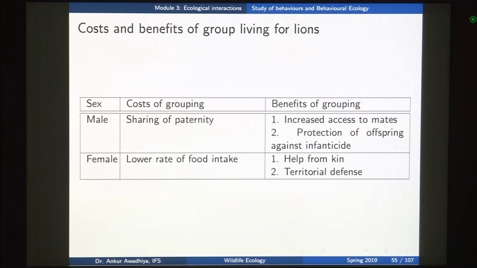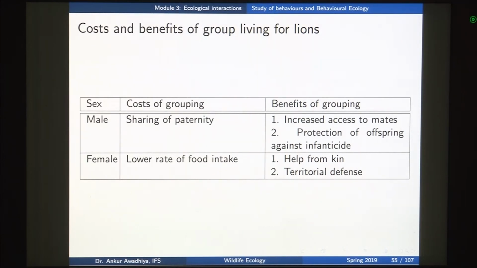If you have a pride in which you have male lions and female lionesses, and that pride is toppled over, essentially the male lions have been defeated by an incoming group. What this incoming group will do is kill off all the cubs that are there in this pride. Why? Because the male lions that are coming from outside also want to mate, and the females will not get into heat if they are having cubs with them.